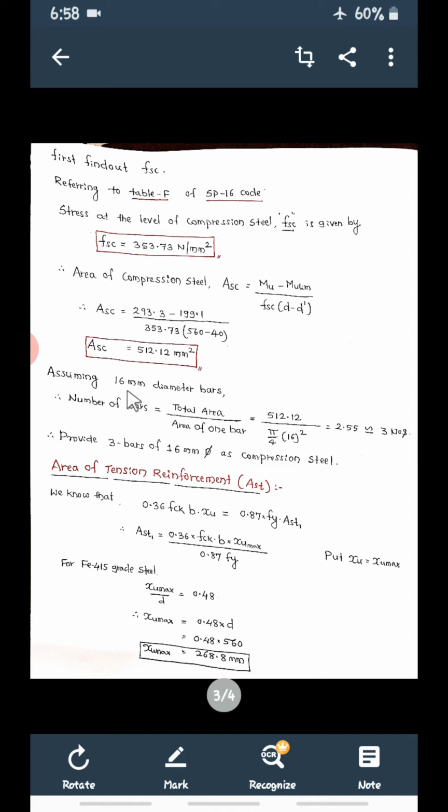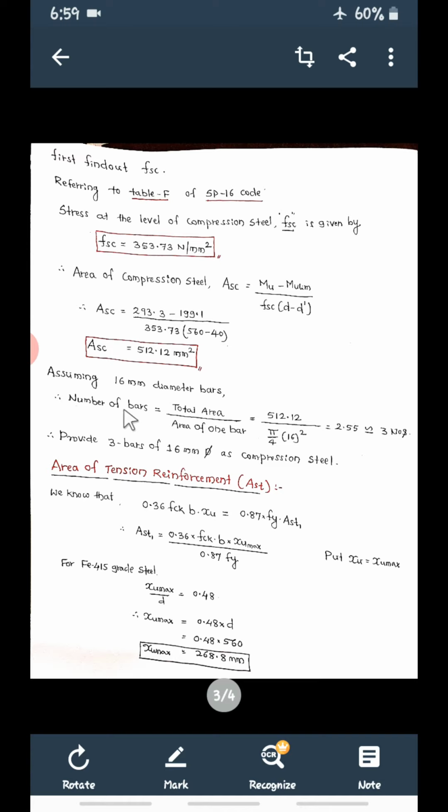So you may assume, some may assume 12 mm diameter, some may assume 16 mm diameter. Some of you may assume 20 mm diameter. So it depends. You can assume 12 mm, 10 mm, 16 mm, 18 mm, like that. So let us assume 16 mm diameter bars. So for 16 mm, how many numbers do you have to provide?